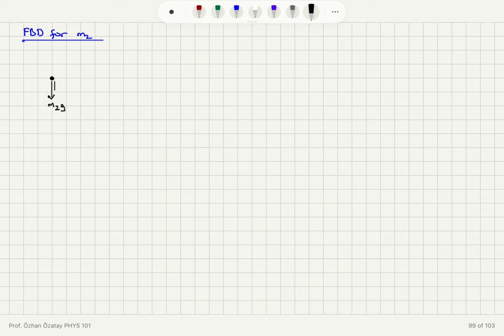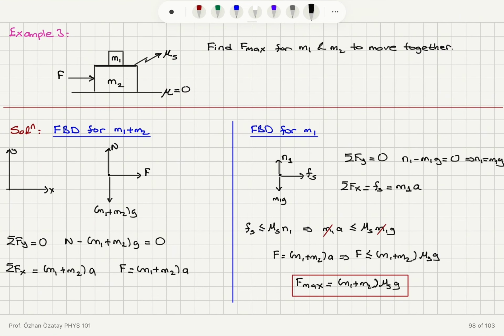M2 feels this force F to the right. It also feels a normal force from the horizontal surface, N2, so that is due to the interaction between this surface and M2. And now is the time to put static friction. Now you can see that static friction here is a force that develops between M1 and M2. So the force exerted by M2 on M1, the static force, is going to be to the right on M1, then it has to be to the left on M2.